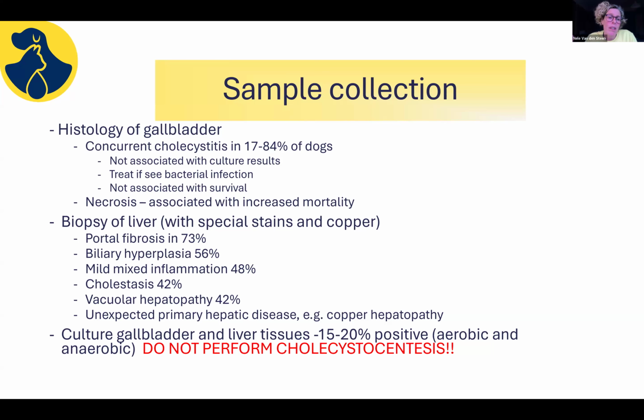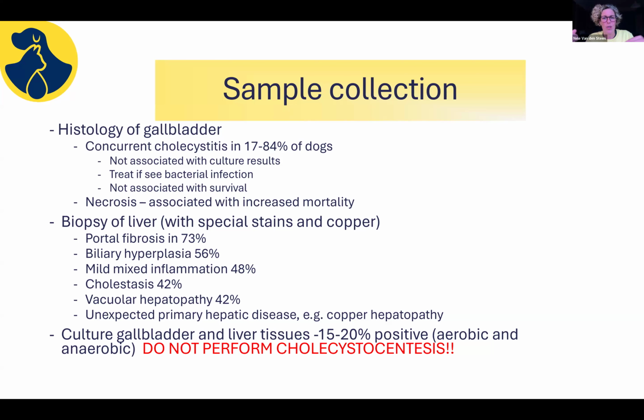Okay. We might find necrosis of the wall, and that is definitely a marker that's associated with increased mortality in these dogs. And always, always, always take a biopsy sample of the liver. And the reason behind that is, yes, your liver values might be elevated because of your mucocele, but that might only be a partial explanation.